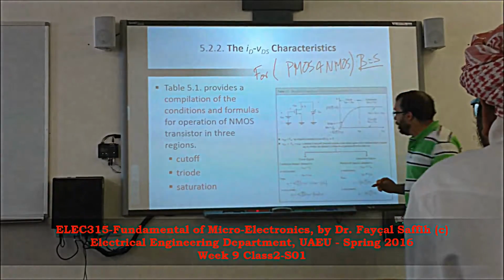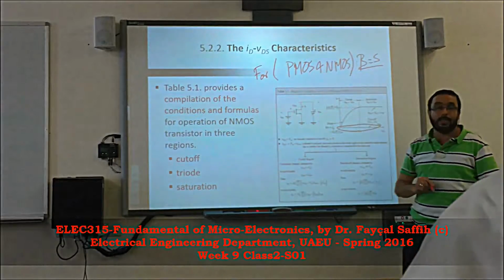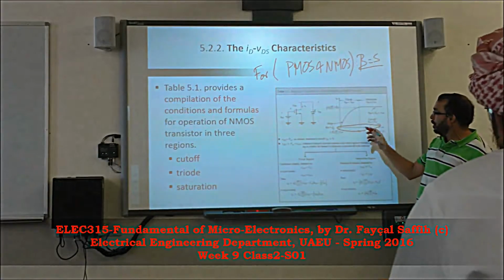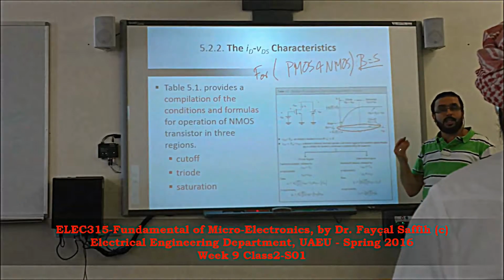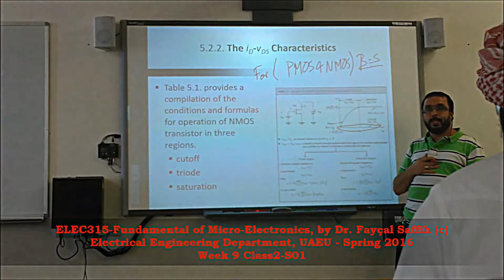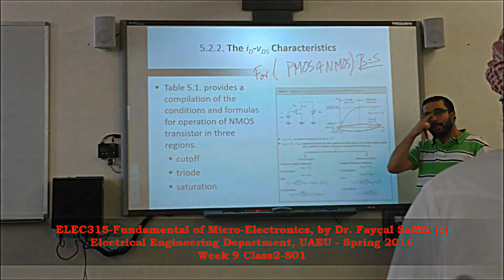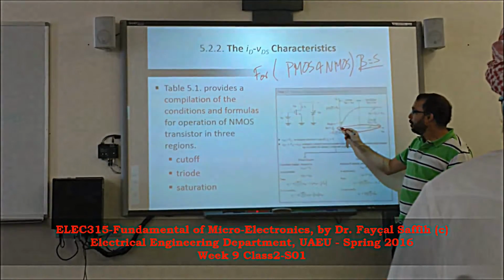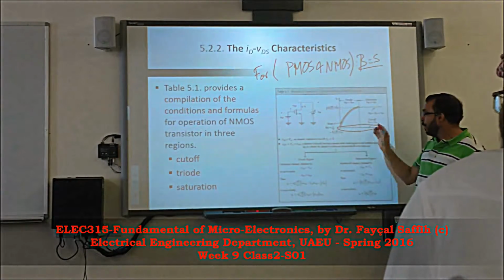So basically how many zones do we have? We have this zone, this line, we call it the cutoff. Why do we call it cutoff? Because current is equal to 0. Why? Because VGS is less than the threshold. As soon as we boost the VGS above the threshold, we start to have the triode, yes or no? For small VDS, of course.